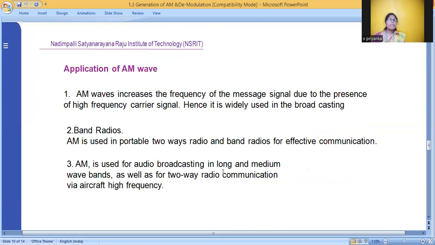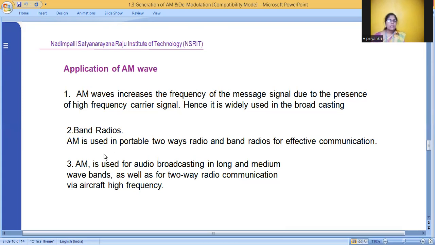Next, coming to applications of amplitude modulation waves. Amplitude modulation raises the frequency of the message signal due to the presence of the high frequency carrier signal. Hence, it is widely used in broadcasting.